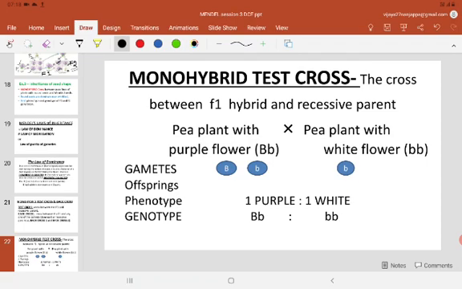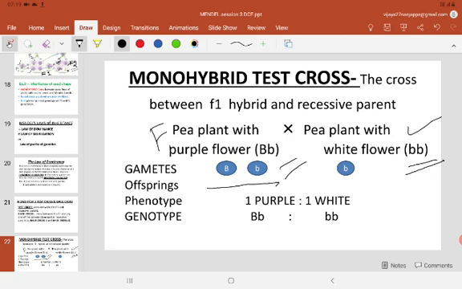So this is the test cross, where the cross is carried out between the F1 and the recessive parent. The genotype is small b small b for white flower color. Then purple color, because it is F1, it is heterozygous, capital B and small b, and this plant will produce two types of gametes in 1:1 ratio, capital B and small b.